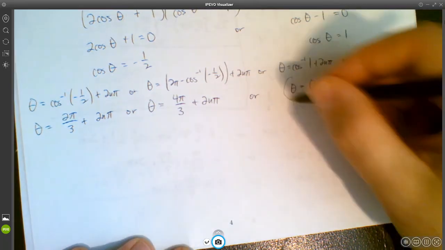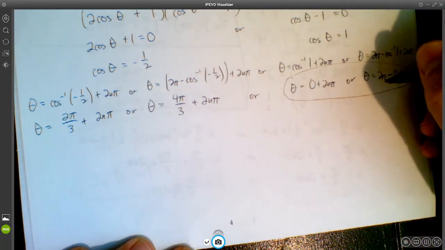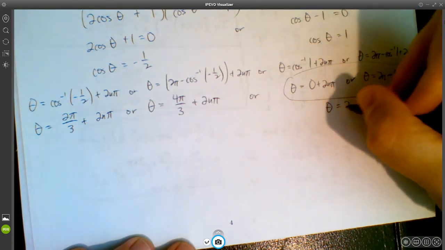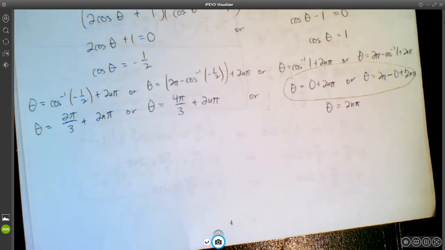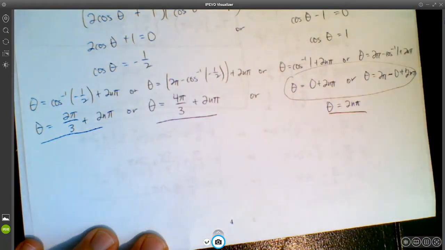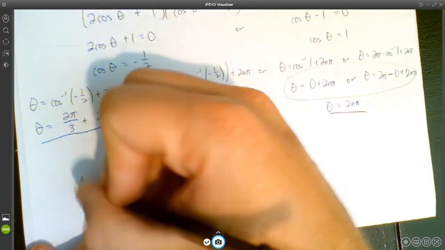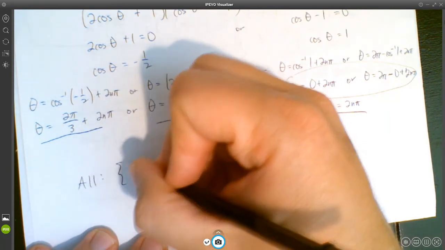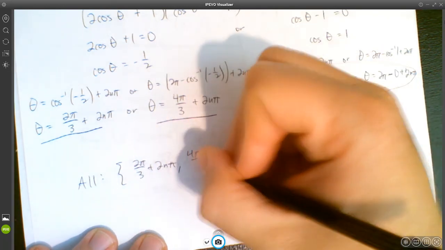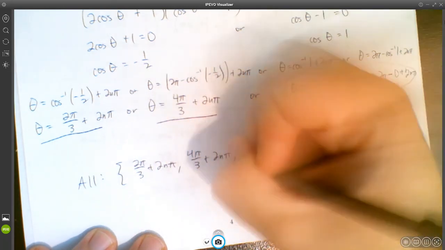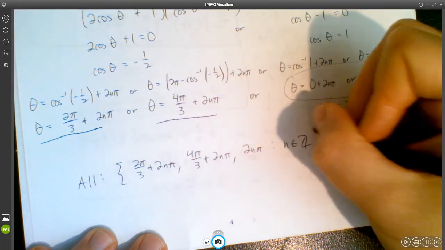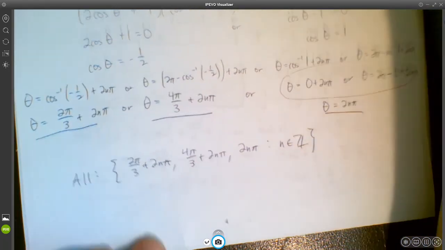So remember, we saw this kind of on the previous page. These two things generate the same solution set. So really, these two things are the same thing as just saying 2n pi. So really, we just have 3 generating rules for our solution set. So we can say all of our solutions are going to be of the form 2 pi over 3 plus 2n pi, 4 pi over 3 plus 2n pi, or just straight up 2n pi, where n is an integer. Okay, those are all of the solutions.